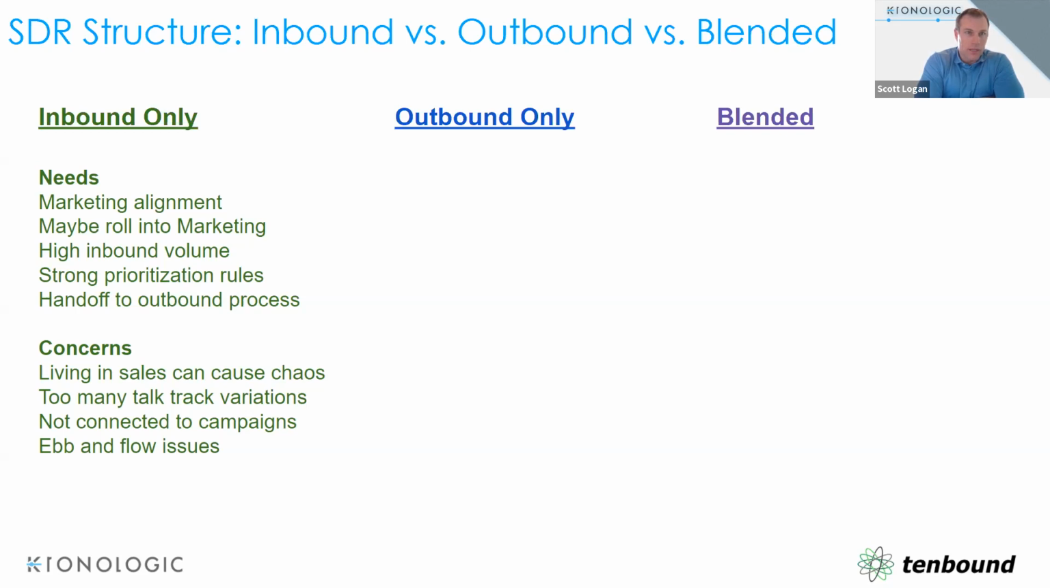Maybe there should be some role in marketing, for what we talked about before, if there's high inbound volume, if you have strong prioritization rules in place. If you don't, it could be a mess. The handoff process is set. You need to have one that is actually pretty solid, because if it doesn't roll into sales, how do you manage that with the AEs? And then concerns are, you know, it can cause a little bit of chaos if an inbound is on the sales side, too many talk track variations, things we talked about before.